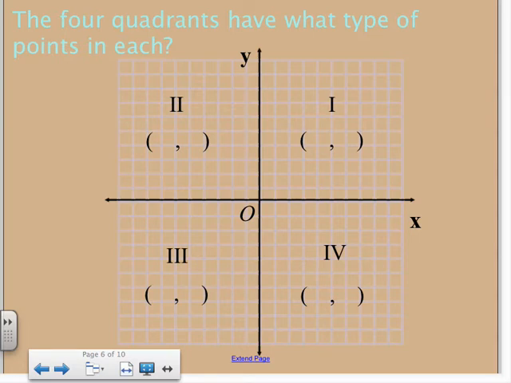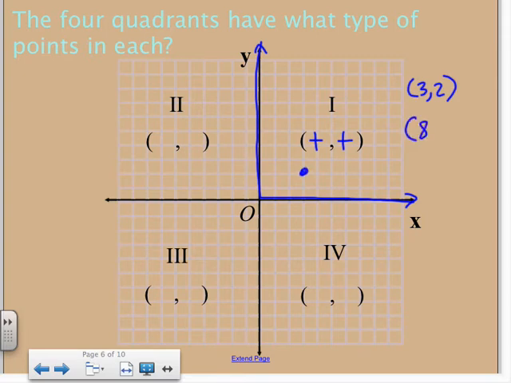So we talked about this a little bit on the other slide. Each quadrant has different types of points in it. So the first quadrant, like we said, are both positive. The x-axis along this part is positive, as well as the y-axis going up is positive. So any points that are positive, positive, for example, (3, 2), right? They're both positive. (3, 2) is right there. Or if I did (8, 1), right? I'd go out to 8, and that 1 would be right there. Okay, so any numbers that are positive, positive are in that first quadrant.